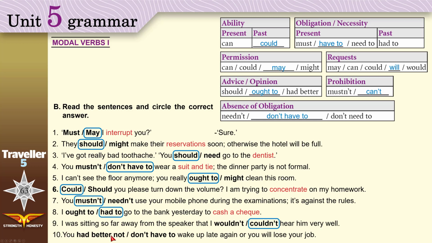You had better, you can also say you'd better not, or you don't have to wake up late again, or you will lose your job. Well, this is a very strong advice, or it could be a warning. If you are late again, you will lose your job. You had better not.